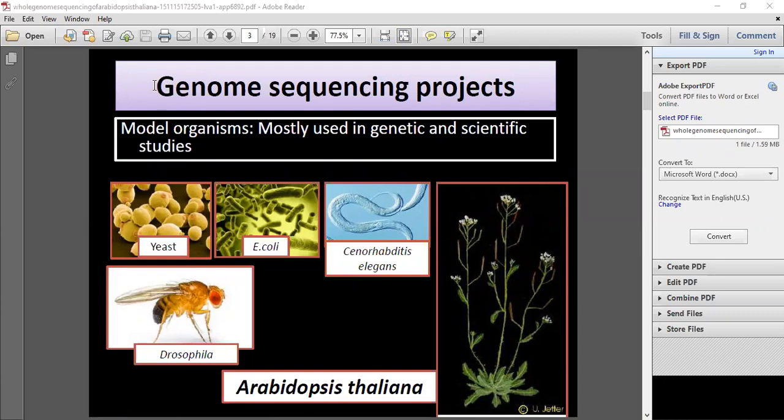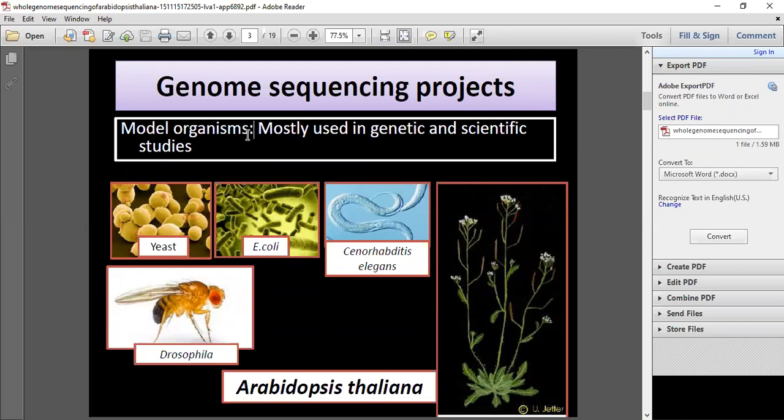So our topic in our syllabus is to study the research project or genome project on Arabidopsis, E. coli, and the human genome project. So why did they choose these organisms? It is mainly because each is a model organism. In plants they chose Arabidopsis thaliana, because it is a model organism.